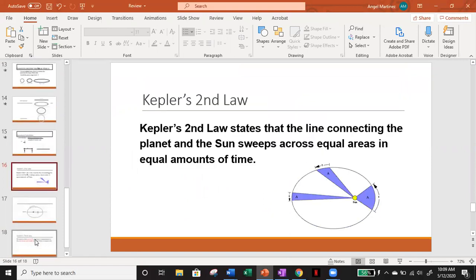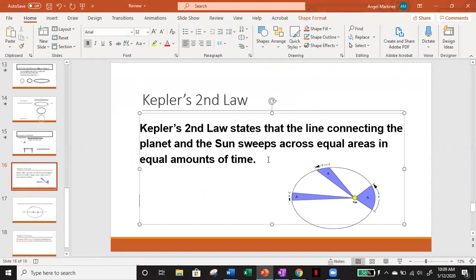Kepler's second law is a little bit more confusing. Kepler's second law states that the line connecting the planet and the sun sweeps across equal areas in equal amounts of time. What that basically means is the closer the planet is to the sun, the faster it moves.